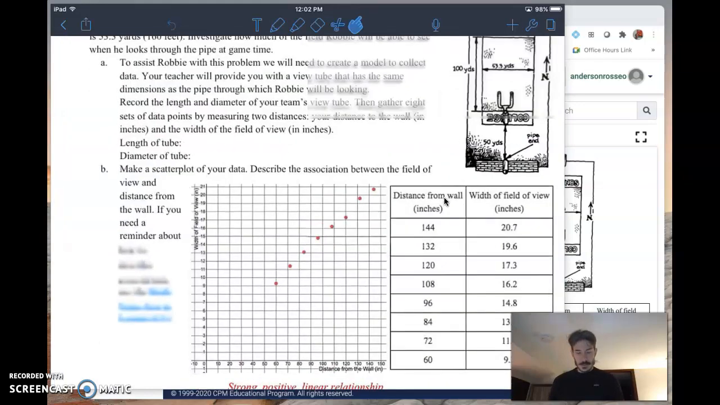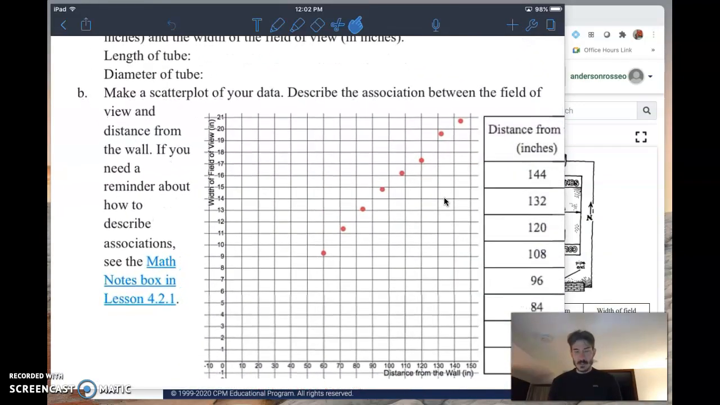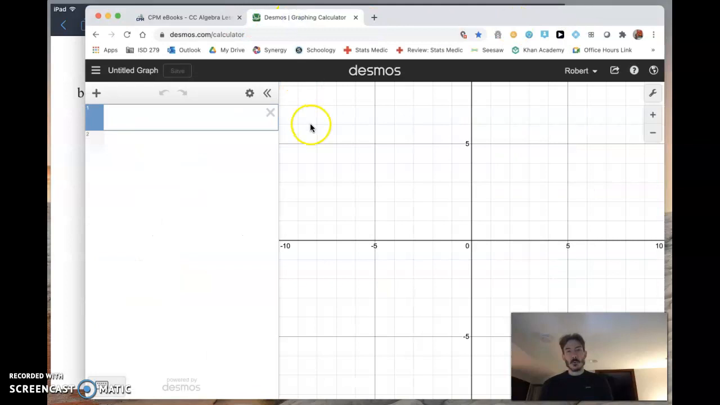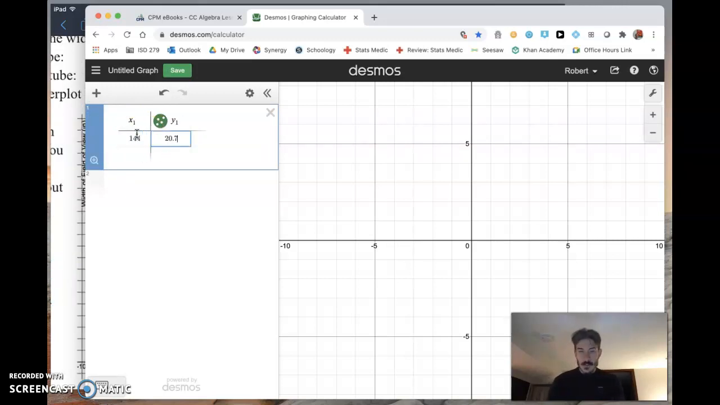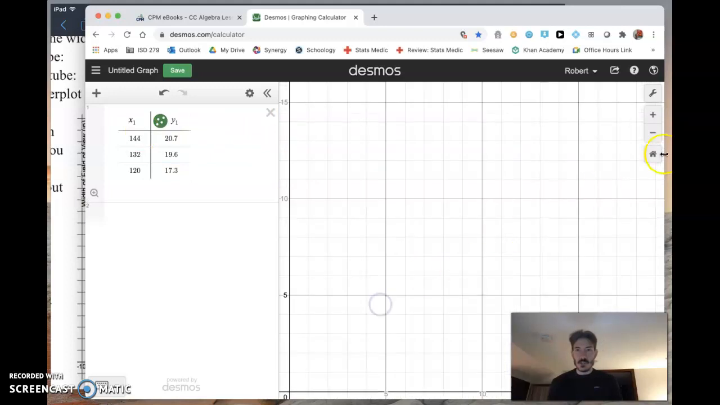And in part B, in this particular problem, we're going to take that data and we're going to make a scatter plot of the data. And I did this already, but I'll remind you real quick of what the process is going to look like, because the process is the important part. If you ever had to do this, I've got a Desmos tab just open, and I can simply click and add a table, and I can type in the data as I see it. The first point was 144. I'll tab over 20.7, and I can just keep going. 132 and 19.6. I can keep going. 120 and 17.3.